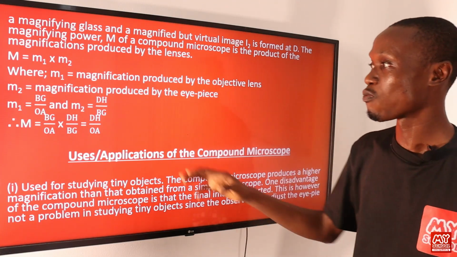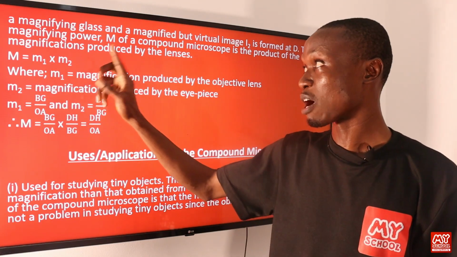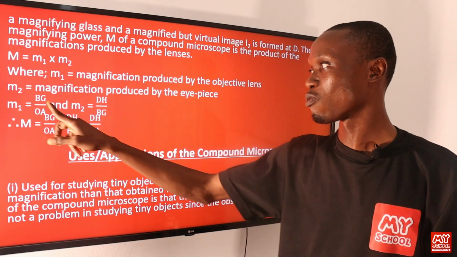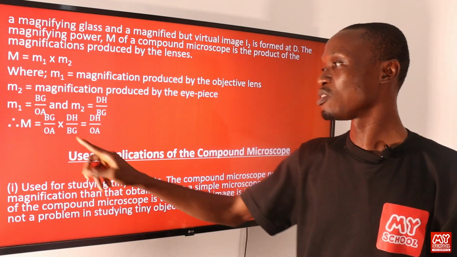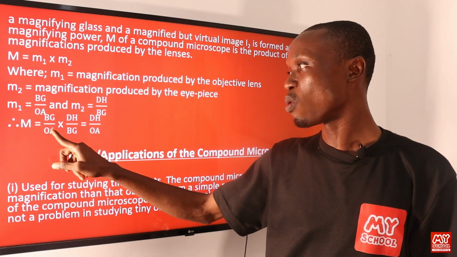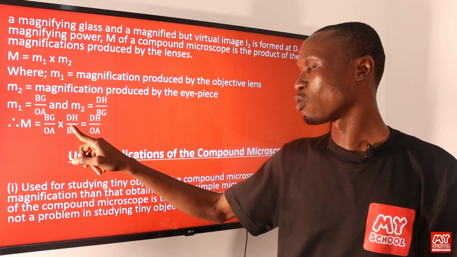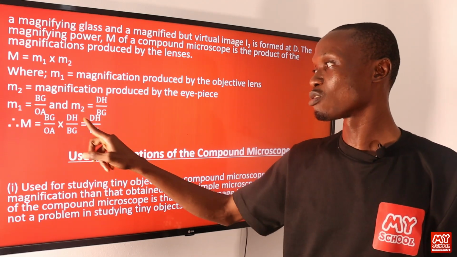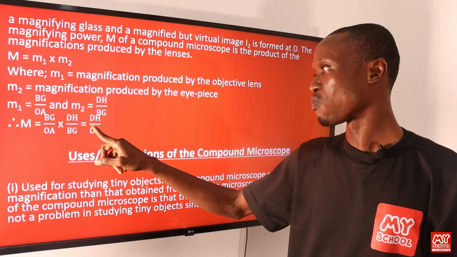Okay, so if we combine these two together, since the magnifying power of a compound microscope is M1 times M2, we'll have BG all over OA times DH all over BG. So BG will cancel out BG, so that at the end of the day we'll have DH all over OA.